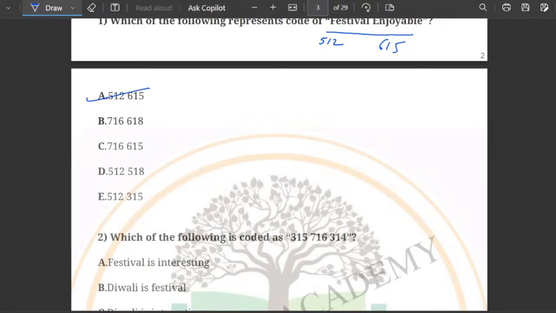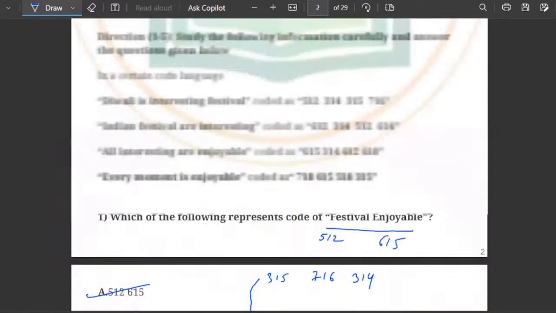Option A. It can be jumbled also. It can be 615 or 512, but the answer remains the same. Now we are asked what is the code for 315, 716 and 314. Now what are the common parts?